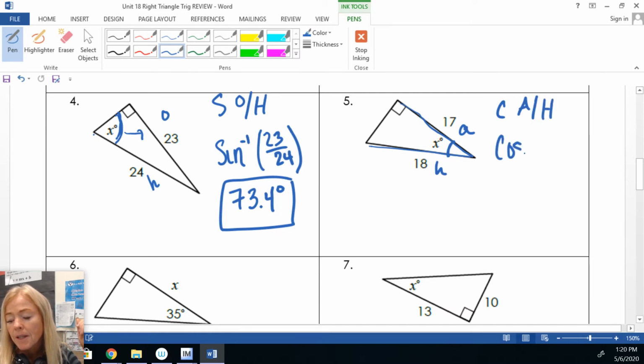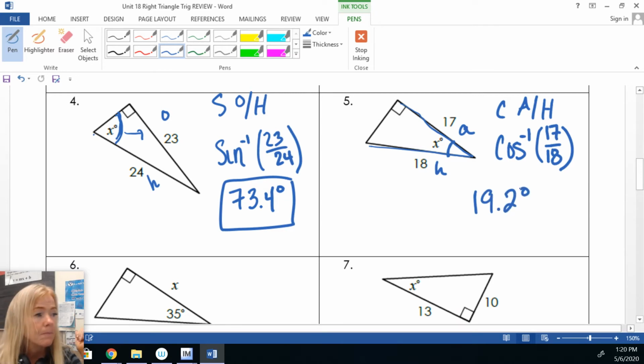So we have cosine inverse, since we're looking for the angle of the adjacent side, 17, divided by the hypotenuse, 18. So cosine inverse 17 divided by 18 is 19.2 degrees.